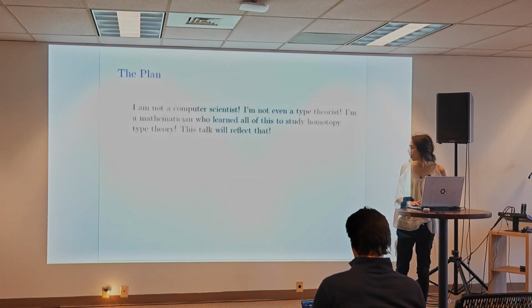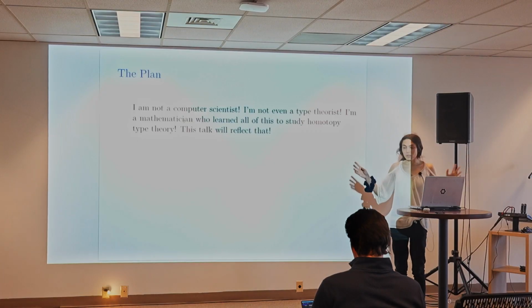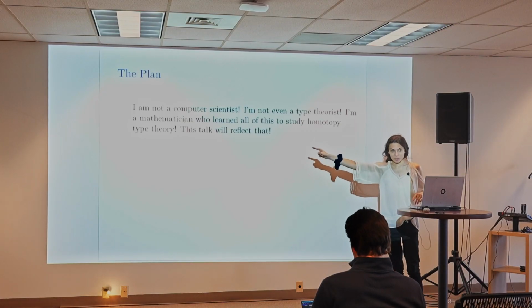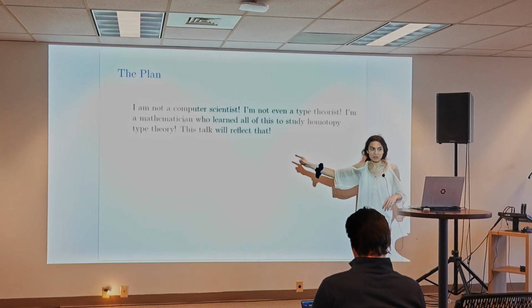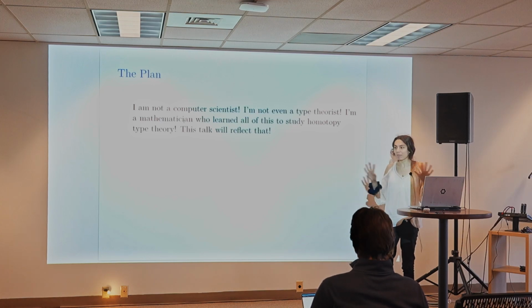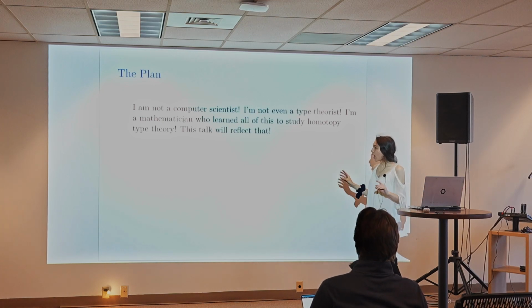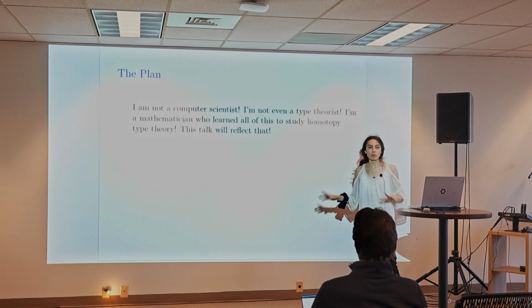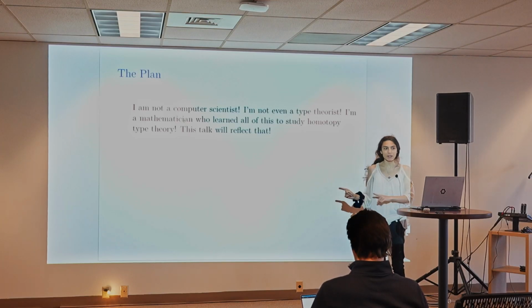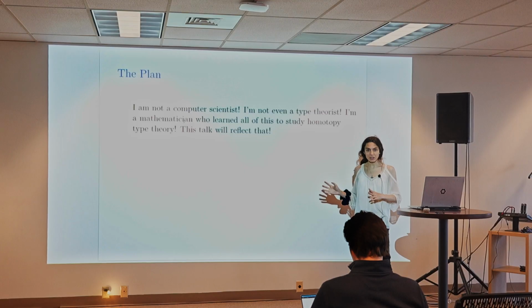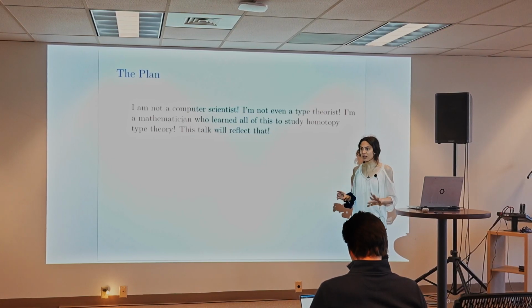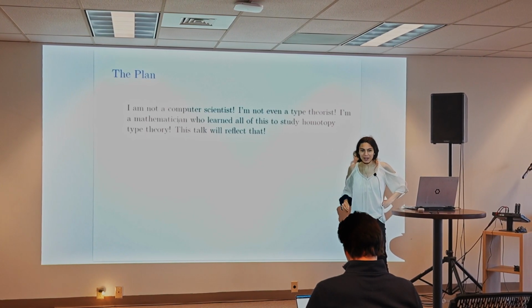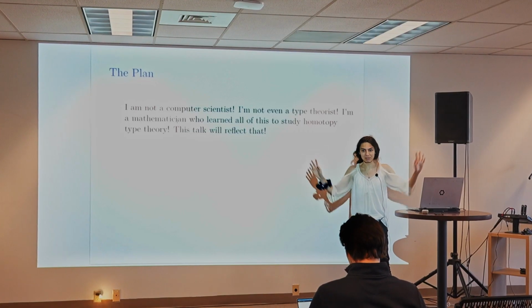Okay. All right, the plan for this talk. First, disclaimer. I am not a computer scientist. I'm not even a type theorist. I'm just a mathematician. I'm a mathematical physicist if I had to be anything. I learned what I'm going to tell you for the purposes of doing homotopy type theory, and this talk is going to reflect this. There are going to be things about this that if you were in deep computer science, you'll be like, hey, that's not quite right, and just tell me. That's fine.